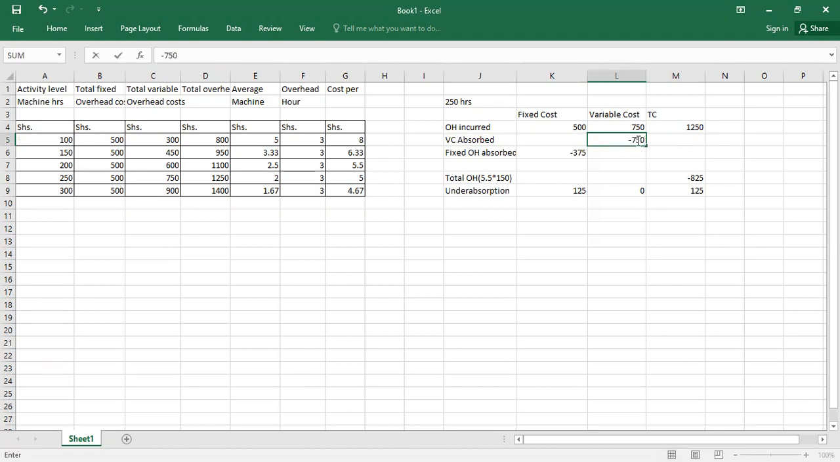Again, we'll subtract. What are the fixed overheads that are absorbed? Fixed overheads that are absorbed will be now 250 multiplied by 2.5. What do you get? 625. Yes.